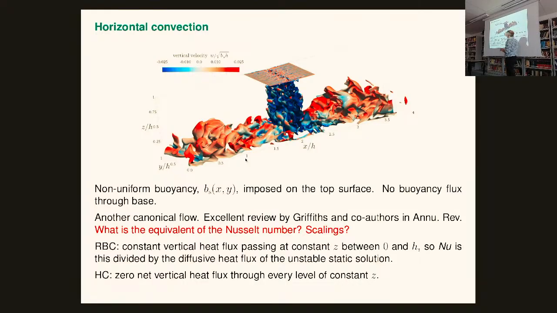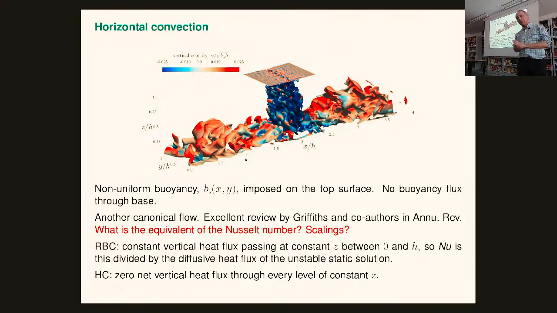And this is an old problem. It goes back to the early 20th century, a man called Sandstrom. And it's obviously a conceptual model of what's going on in geophysical systems. If I think about the Earth, well, I've got the ocean. It's heated at the equator and cooled at the poles, more or less, in terms of atmospheric and insolation solar flux. And there's a very nice review by Griffiths and co-authors that talks about it.